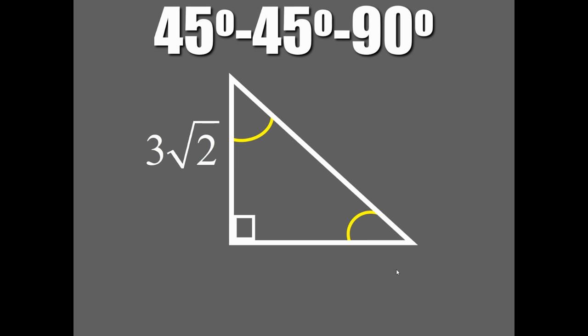If you have one side that's 3 root 2, the other side would also have to be 3 root 2. And then the hypotenuse is going to be 3 root 2 times square root of 2. Again, square root of 2 times square root of 2 is 2. And then 2 times the 3 will be 6.